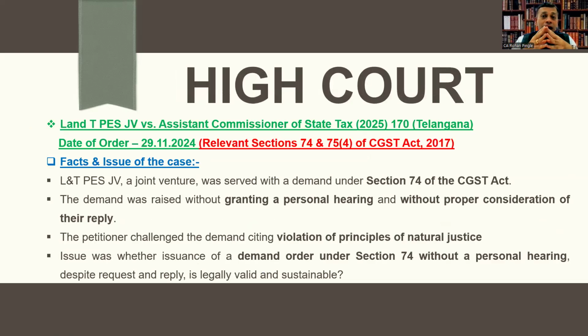Next, L&T PSP Joint Venture versus Assistant Commissioner of State Tax, 2025, 170, Telangana High Court. Date of order is 29th November 2024. Relevant sections are Section 74 and Section 75 subsection 4 of the CGST Act 2017. Let's understand the facts and issue of the case.